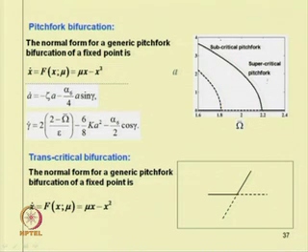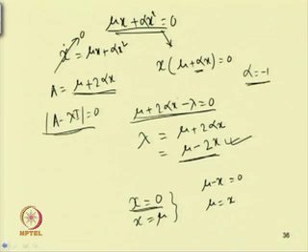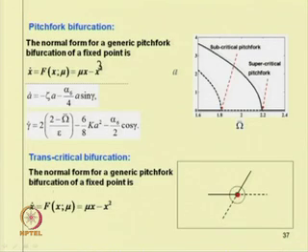Okay, so in this case for Pitchfork bifurcation, it will be x dot equal to mu x minus x cube. In the previous example we took mu x plus alpha x square equal to 0. So, we have two solutions, that is x equal to 0 and x equal to mu. So, this is the example of the transcritical bifurcation. In this case, this is mu x minus x square.